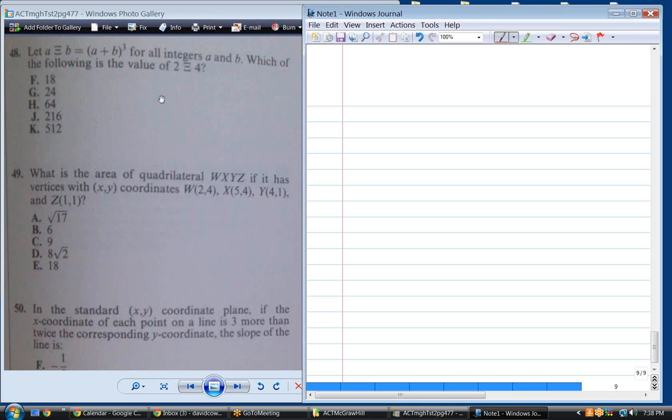This is what I call a symbol problem, where they make up a symbol that acts like a function. In other words, A symbol B is to be interpreted as A plus B cubed, no matter what A and B are. So what's the value of 2 symbol 4? 6 to the 3rd. Yeah, these are always really easy because they're always directly plug in.